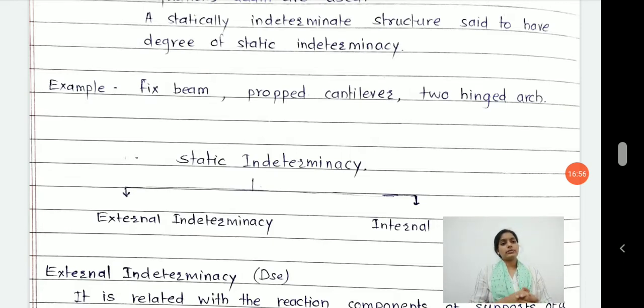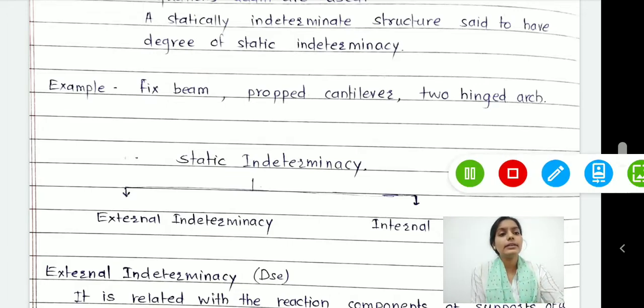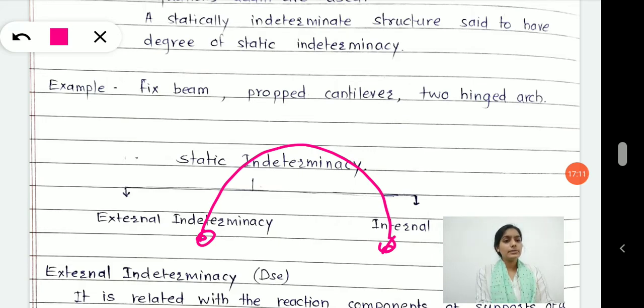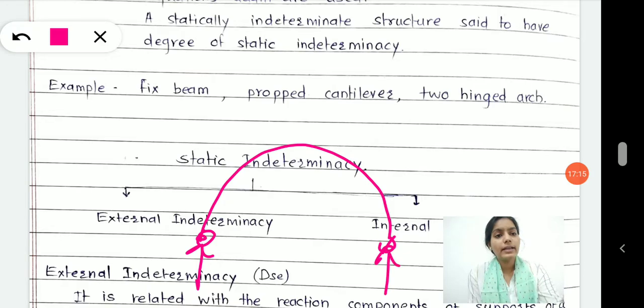That is why we call propped cantilevers statically indeterminate, as well as two hinged arches. Two hinged arches are indeterminate. Why? Because see here, this is your arch, and you have hinge positions here, right? How many unknowns? 1 and 2. At these 2 supports you have unknowns, okay?